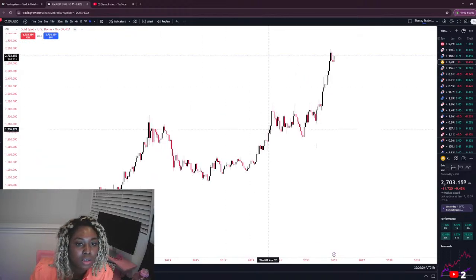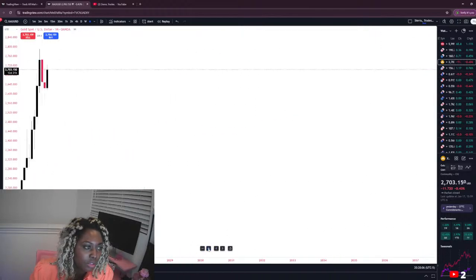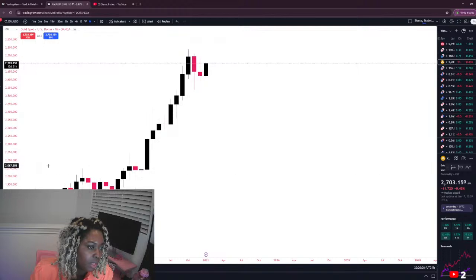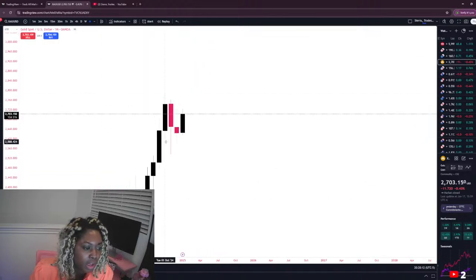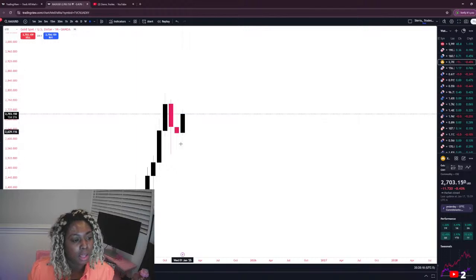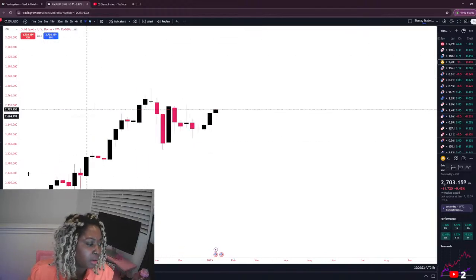All right, let's go to gold. Gold monthly. Okay, so I do see that gold hit 50% of this fair value gap and turned around. We're still trading inside of last month's candle. So there's nothing on the monthly that I'm going to mark up.